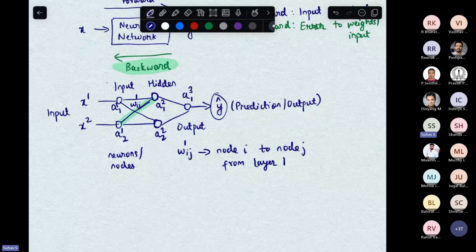And the weights are denoted by Wij of the layer number. So this weight over here, for example, would be denoted by W21 of the second layer, so W21 of 2. So now that we have defined the notations, let's move forward.